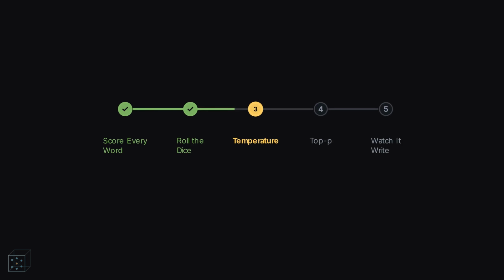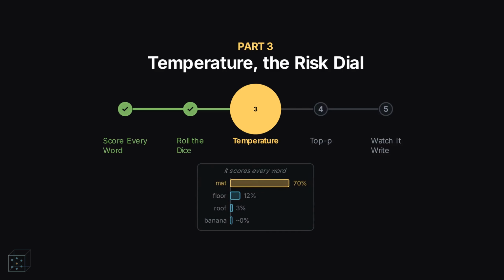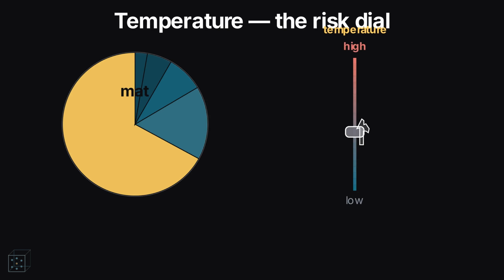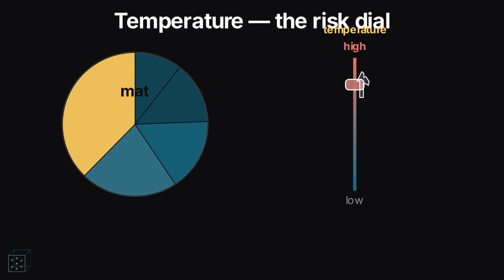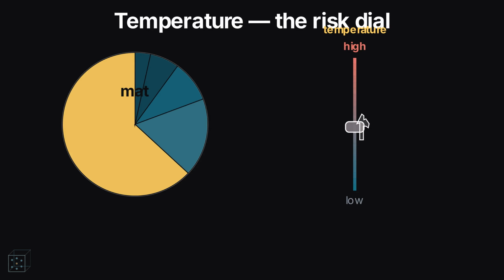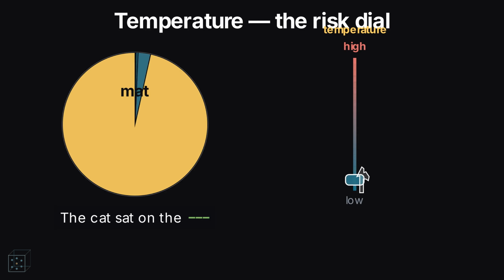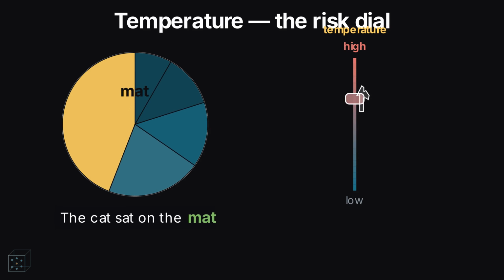Part 3, temperature, the risk dial. Now the first of 2 dials. We can change how dramatic that wheel is before we ever spin it, make the big slices even bigger and the small ones vanish, or even things out so the underdogs get a real shot. At very low temperature, the cat sat on the almost always becomes mat, safe, boring, repeatable.